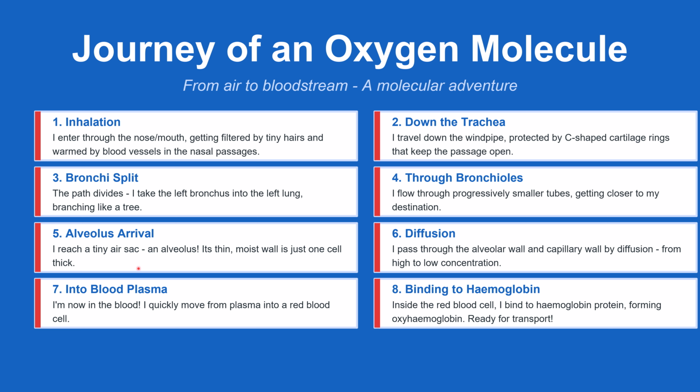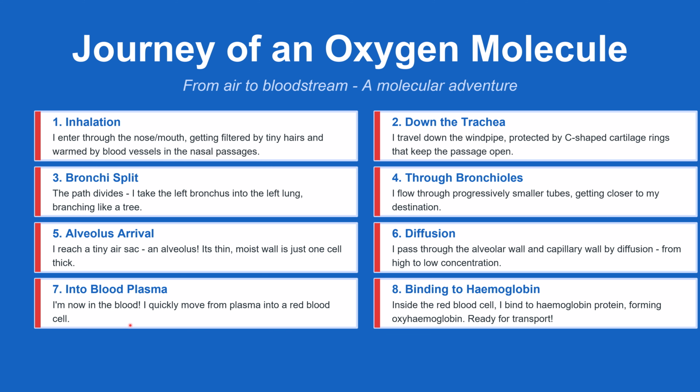I reach a tiny air sac, an alveolus. Its thin, moist wall is just one cell thick. Number 6, diffusion. Oxygen moves through the thin alveolar and capillary walls. I pass through the alveolar wall and capillary wall by diffusion, from high to low concentration.